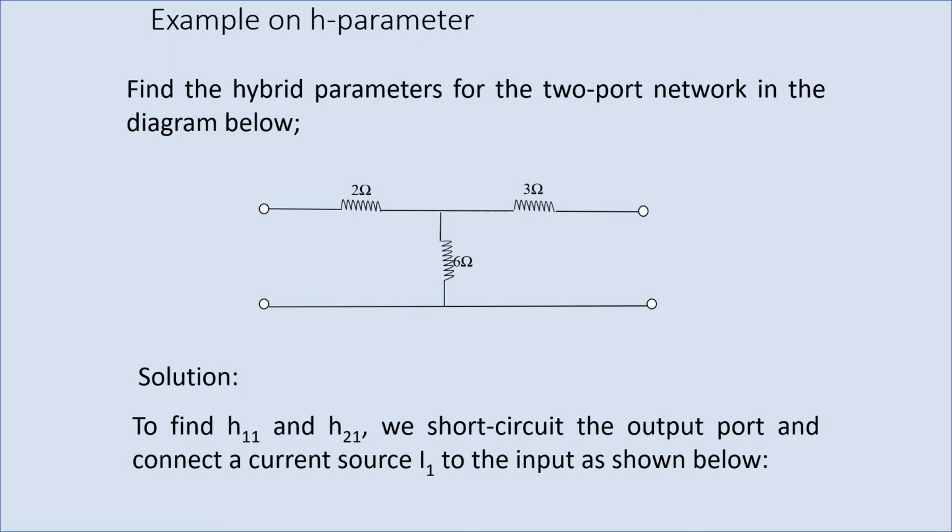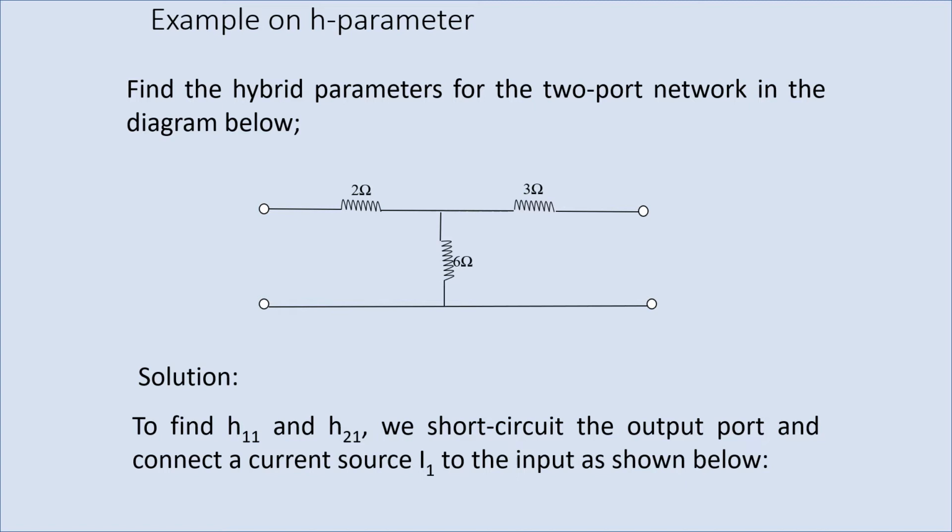Now here is a question on hybrid parameters. The question says find the hybrid parameters for the two-port network in the diagram below. As we can see, the diagram is just a T network. By now, I believe all of us should know the difference between T network and pi network configuration of diagrams.